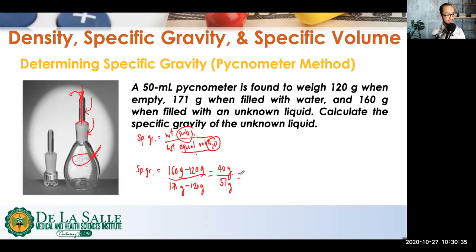So the specific gravity is equal to 0.7843. Remember that the grams will cancel out, so there is no unit. So it's approximately equal to 0.8, or 0.78.